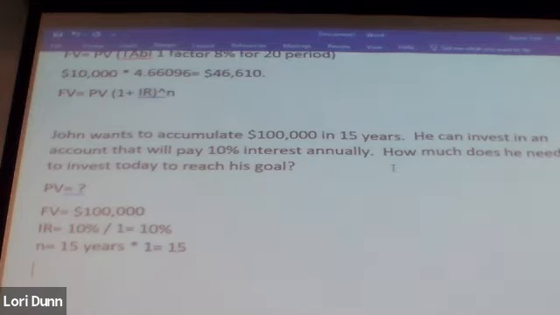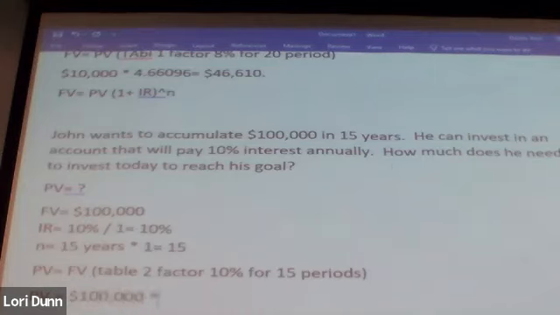So if $1 was the future value, we would have had to invest 0.23939, or 23,939 cents. So if we multiply that by 100,000, PV would equal the future value times the table 2 factor, 10% interest for 15 periods. So PV equals 100,000 times 0.23939. So now this is probably your answer there, Penelope.